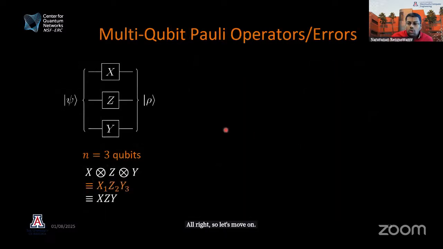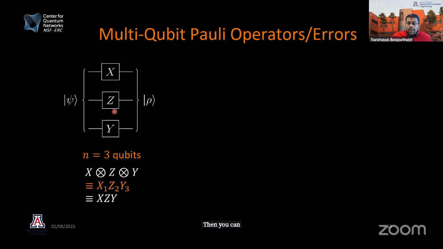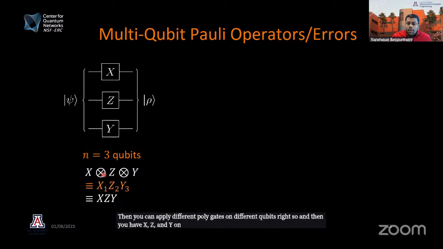So now let's go to more than one qubit. We saw one qubit and the Pauli operators on a single qubit. Let's say you have 3 qubits and the joint state is psi. Then you can apply different Pauli gates on different qubits, right? So you have X, Z, and Y on these 3 qubits. Mathematically, the way we represent these operations is with a tensor product. So X tensor Z tensor Y implies that X is being applied to the first qubit, Z to the second, Y to the third.